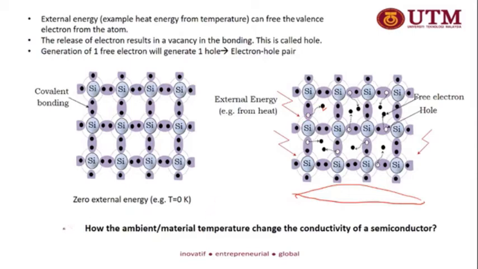Okay, this is a question for you to think about. How does the ambient material temperature change the conductivity of a semiconductor? We know that more external energy will produce more free electrons. So it means that if the temperature of the ambient, or the temperature of the material itself, is higher, the semiconductor will have higher conductivity, or a lower resistivity. Very simple.